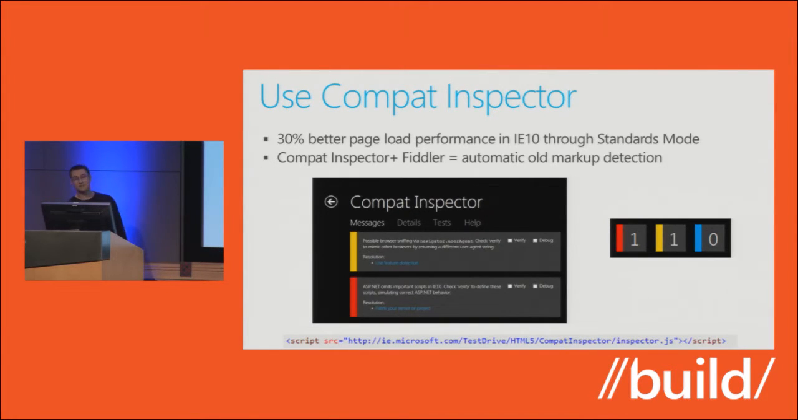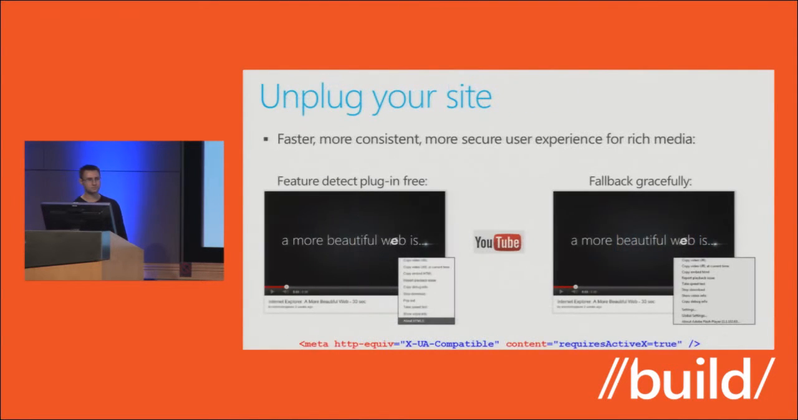One of the key things here, and this again comes to the point of hardware acceleration, is that on about 50 top partner sites, we saw on average about a 30% better page load performance. So there really is a measurable difference when you serve that modern markup to your users in IE. Certainly on a device like Surface RT, where the hardware is based on ARM, that difference in performance is going to be key to your users having a good experience.